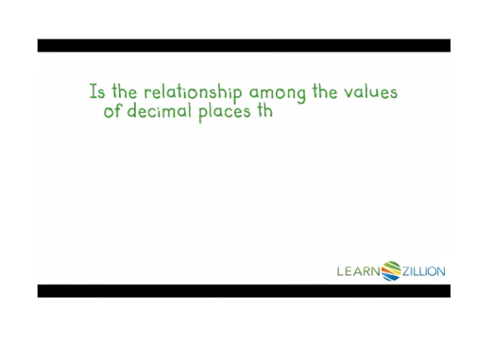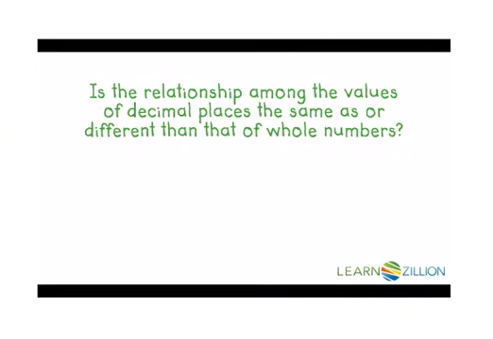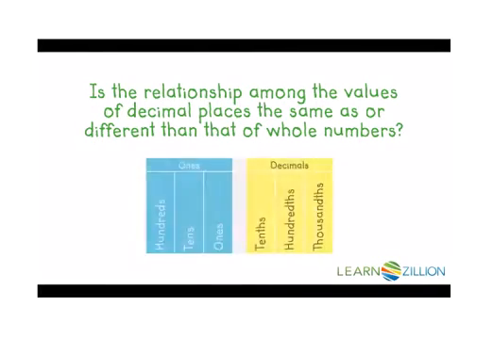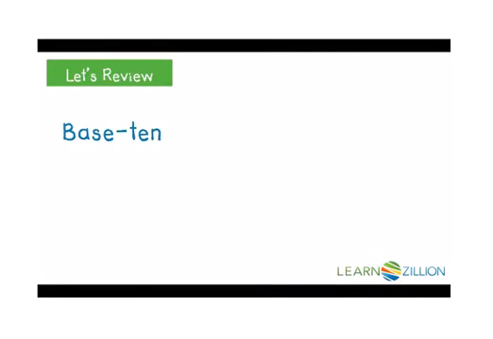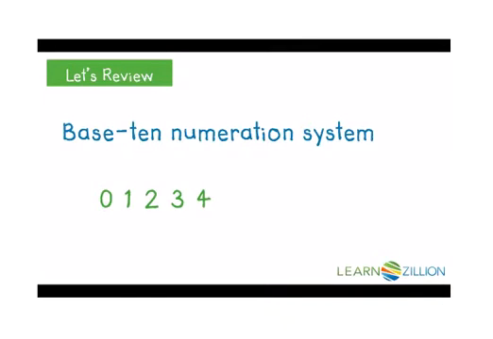Is the relationship among the values of decimal places the same as or different than that of whole numbers? In this lesson, you will learn how the value of each decimal place is related by constructing a place value chart. Numbers are made up of digits in the same way that words are made up of letters. Our number system has 10 digits, 0 through 9. The position of a digit in a number affects its value.